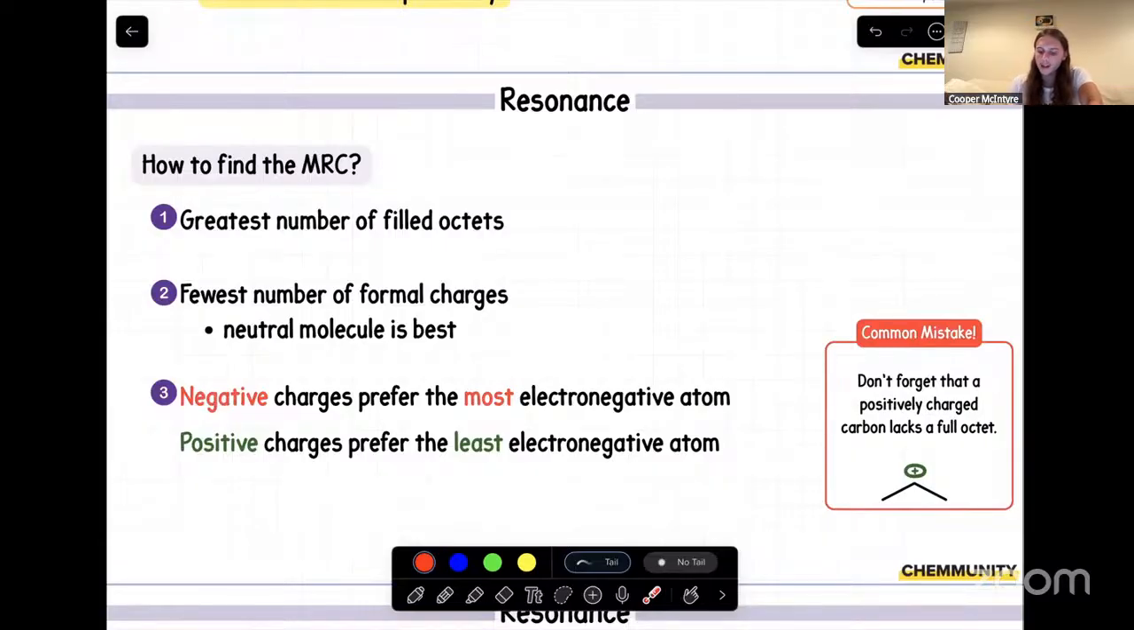And then one thing I will note, just so you guys don't forget, a positive charge on a carbon means it is a carbocation, which lacks the octet. So as we're looking at some of these resonance forms, we can't forget that a positive charge on carbon means it's missing its octet and it's not filled, which is not good.